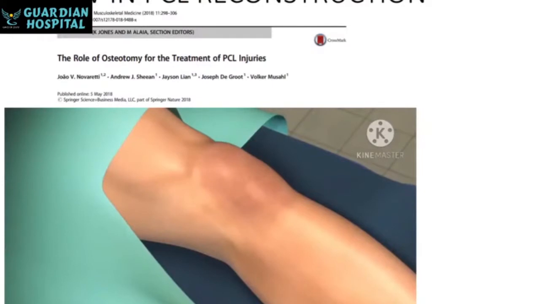So my topic is arthroscopic synovectomy. I will present this in terms of the indication and the procedure.